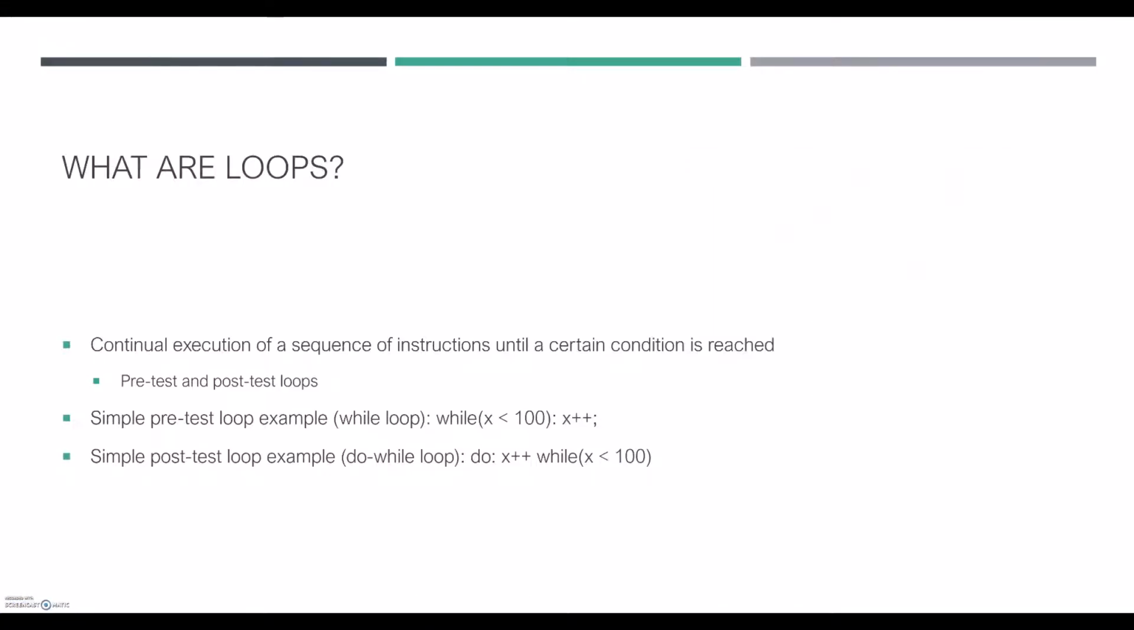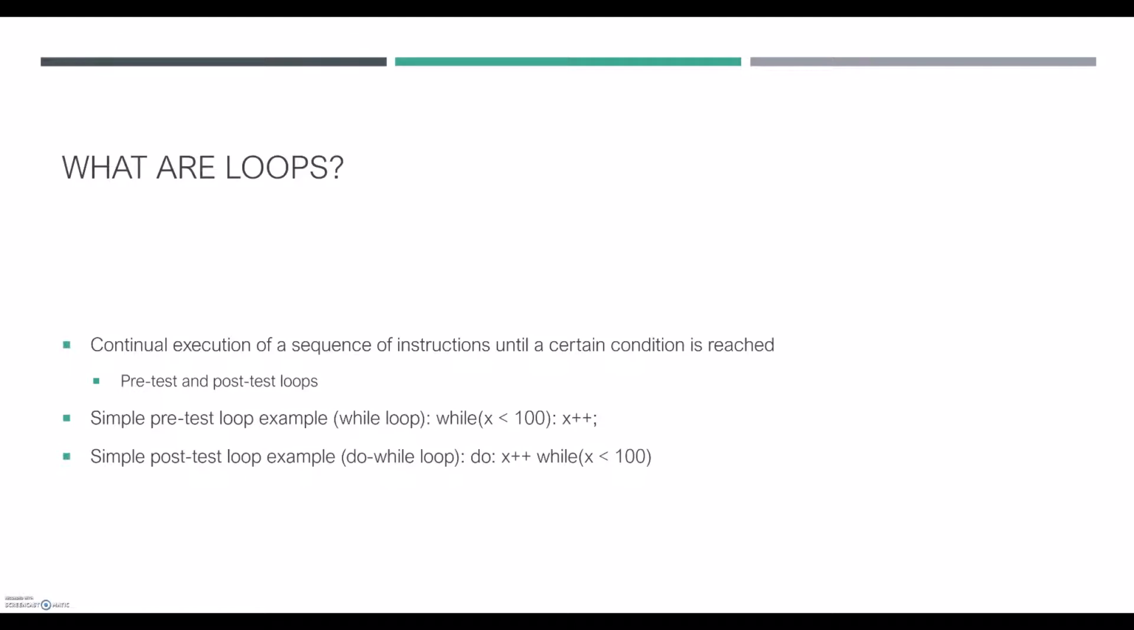So, what is a loop? Looping is the continual execution of a sequence of instructions or lines of code until some condition is met. All types of loops have a condition that they evaluate either before or after running the code in the loop. This is very similar to the if statement construct that we just previously learned.